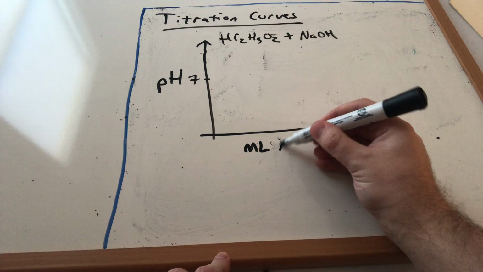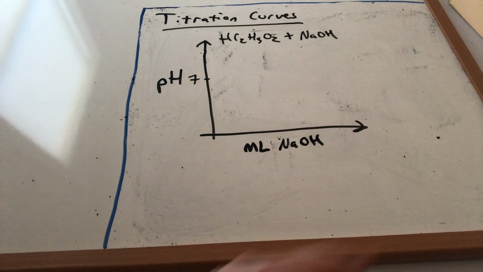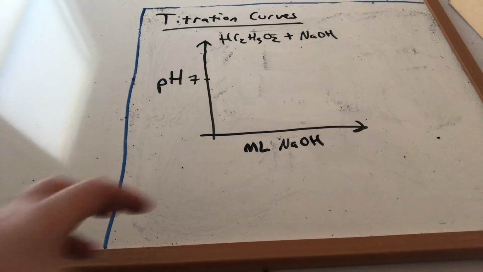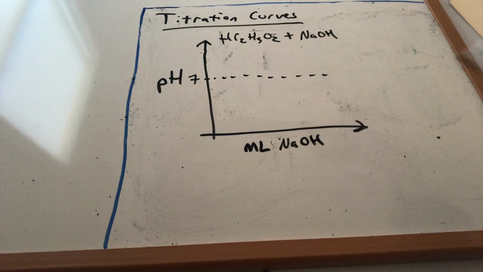Down here, we're going to put milliliters of NaOH, our strong species. If I just keep dumping in more and more NaOH, what do you think this curve looks like? What's the end point relative to pH of 7? So, now I'll give you the answer. Like I said, pause and try to figure it out.